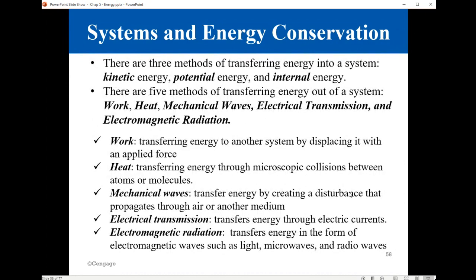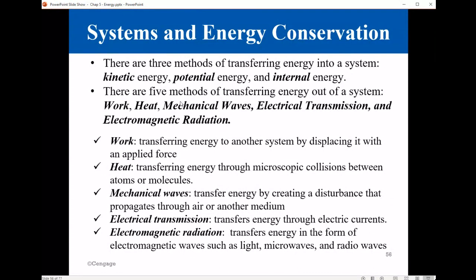In general, there are 3 methods of transferring energy into a system: kinetic, potential, as we learned, and we add a third form, which is internal energy, the energy of atoms and molecules. Like if you heat an object, you are increasing the internal energy. You are exciting the atoms and molecules. The heat energy is converted into higher kinetic energy for the atoms and the molecules.